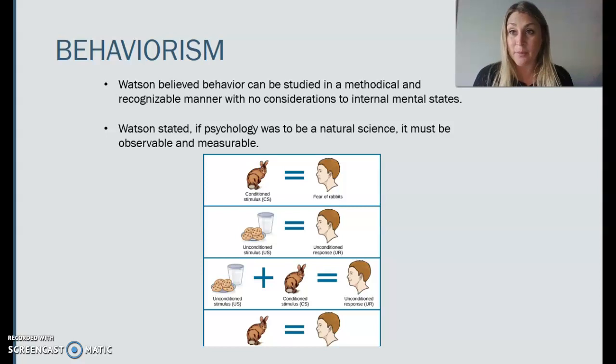This is an example of classical conditioning and a behavior therapy method and technique using classical conditioning, which most behaviorists will agree with, including Watson.